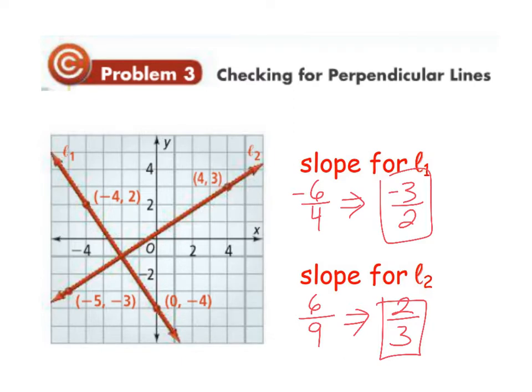But it's more than just that. Do you see that my rise and my run have flipped? My 2 and my 3 flipped here? Okay, that's a perfect example of perpendicular lines. They're going to have opposite slopes. One's negative, one's positive. And they're going to be reciprocals of one another. That's how you know they're going to be perpendicular.